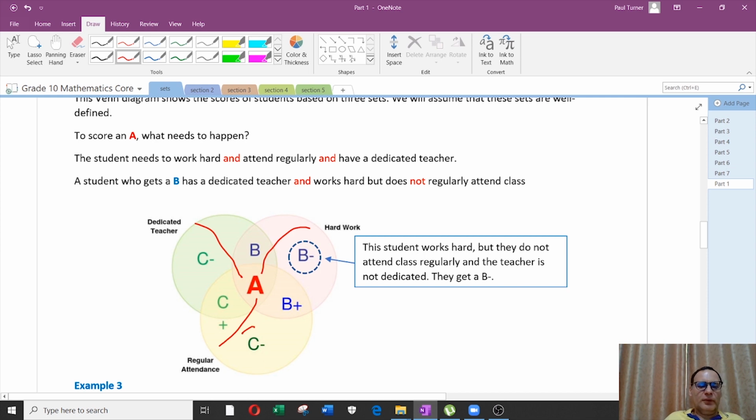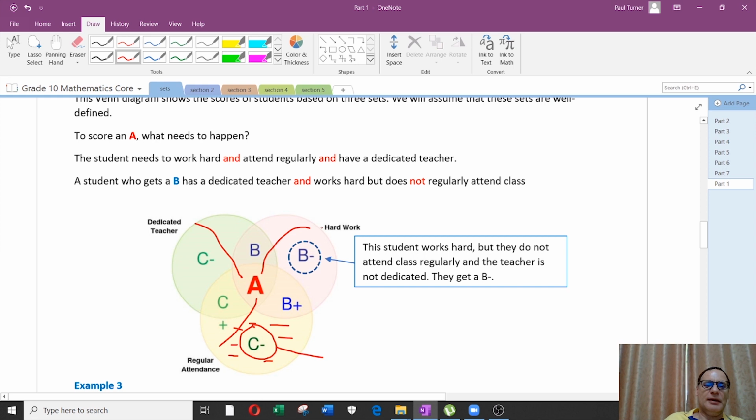How about C minus? That's not a very good score. So that means that the student has only been coming to class all the time, but the teacher could be lazy and the student is not hardworking. So this means the student is only coming to class. It doesn't mean they're doing any work, does it? And we've seen that before, some students.